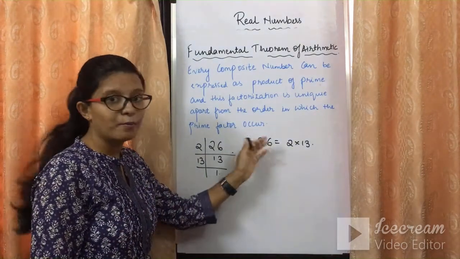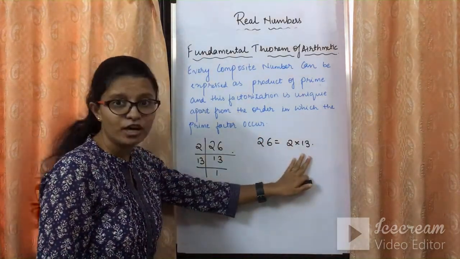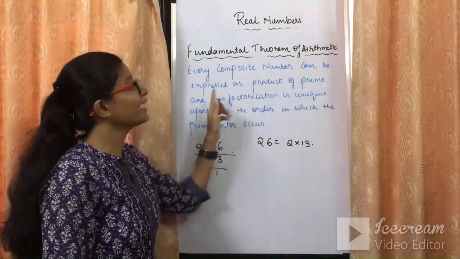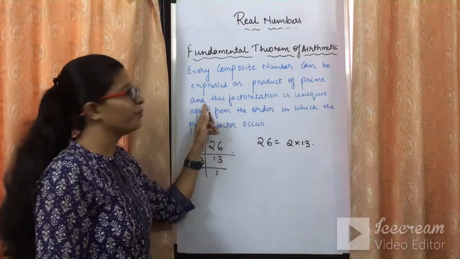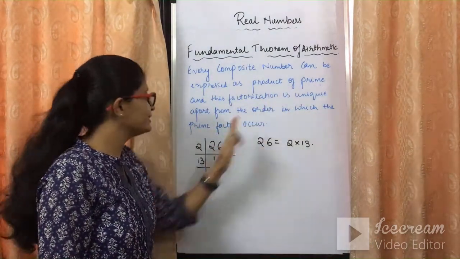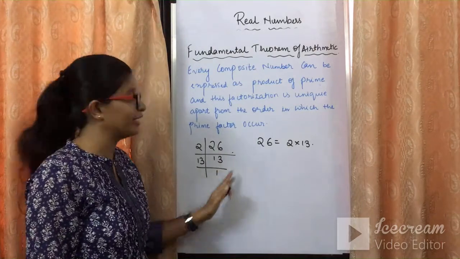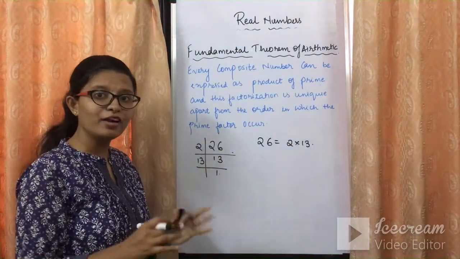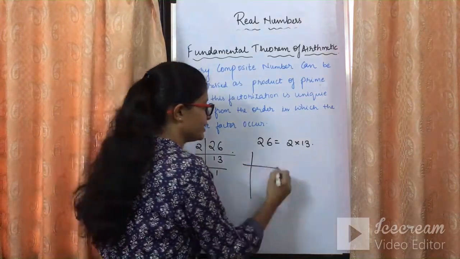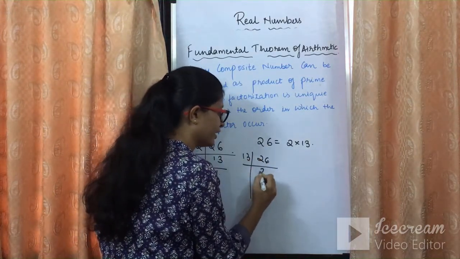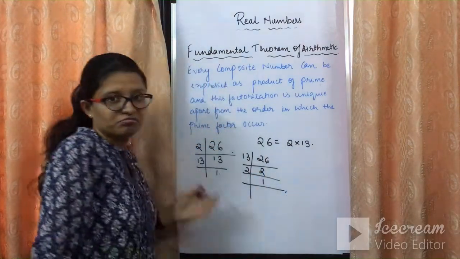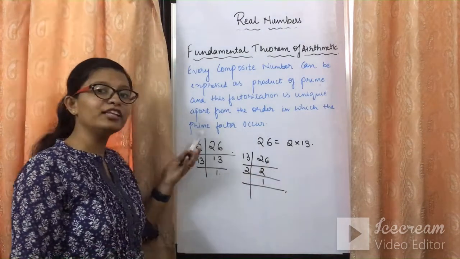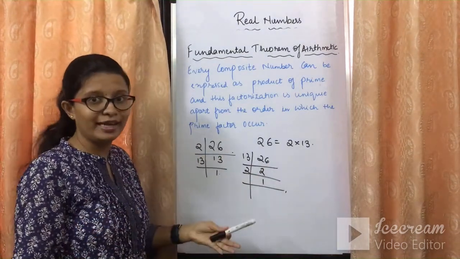This is a composite number. So I can say that a composite number is a product of prime numbers. That is what is written here: every composite number can be expressed as a product of prime numbers, and this factorization is unique apart from the order in which the prime factors occur. I can do the factorization by dividing first by 13 and then by 2, it makes no difference because there is a multiplication sign in between. You can write 13 into 2 or 2 into 13.